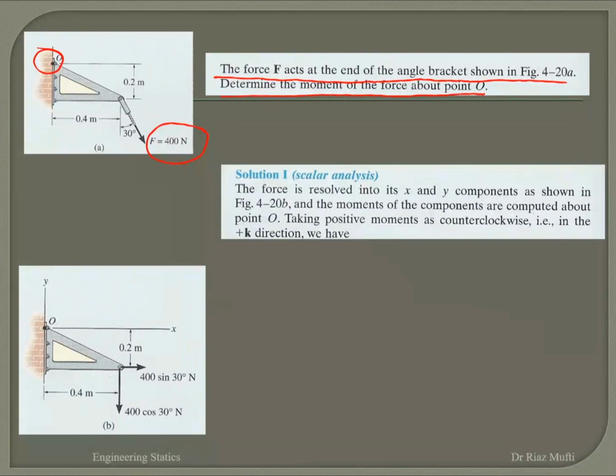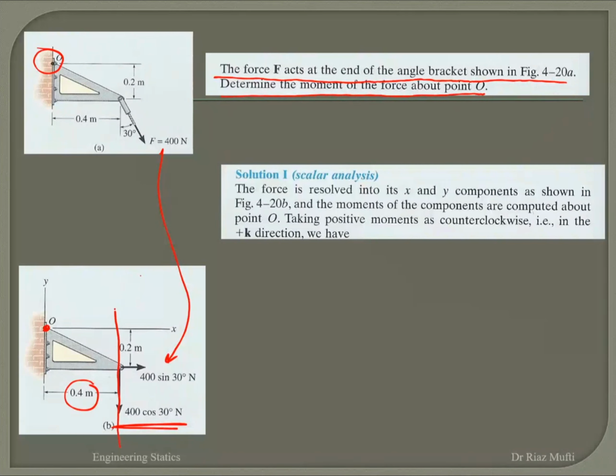One way to do it, relatively easy: you split the force into x, y components, and then you find the moment for each force. In simple words, this force here is split into two. So I've got this force multiplied by this distance, and I'm finding the moment here. This force will create a counterclockwise moment, so it's positive. Then we've got this force multiplied by this distance, and I find a moment here.